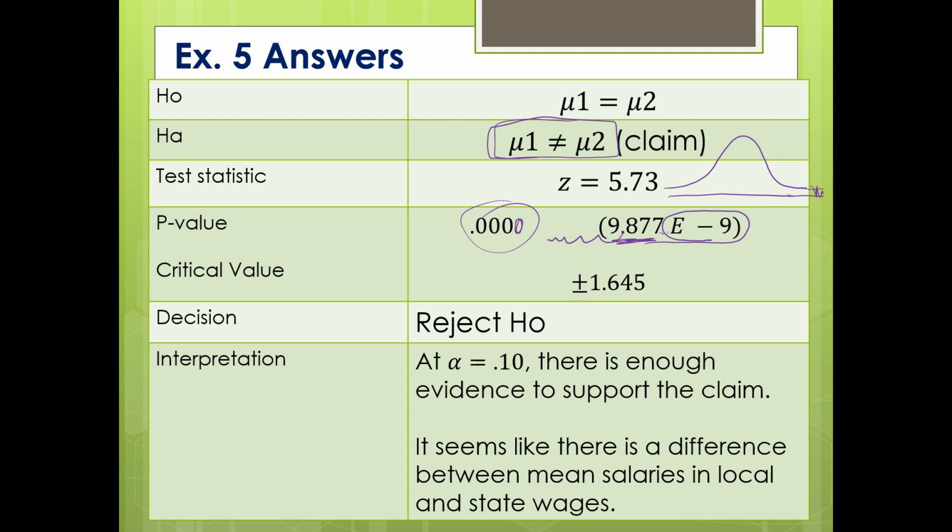So that tells us that our samples are probably not the same, our populations are probably not the same, which is why we are rejecting our null, okay? So we're going to reject our null. That means we are able, finally, this is our first example where we're able to support our claim. Okay, so we're going to support the claim. And again, that claim was that there is a difference in the mean annual wages for local and state government. So that means it seems that there is a difference between the mean salaries in local and state governments.